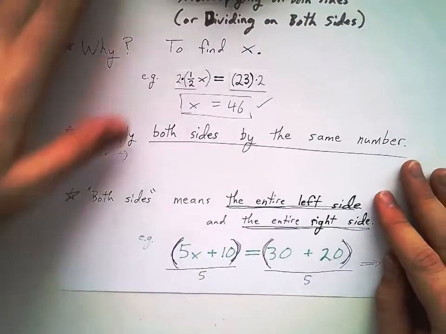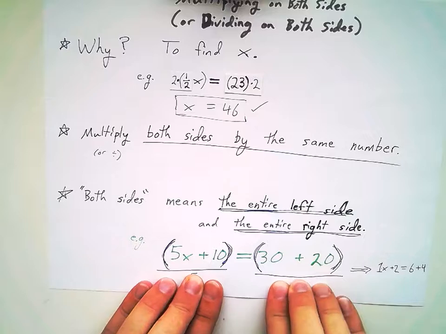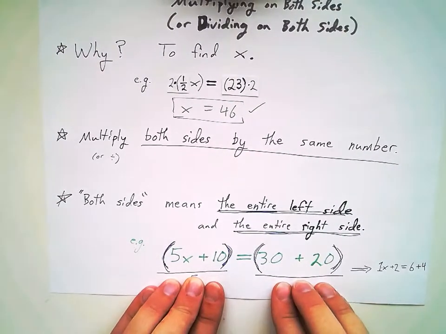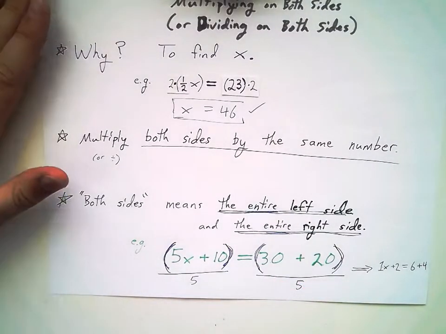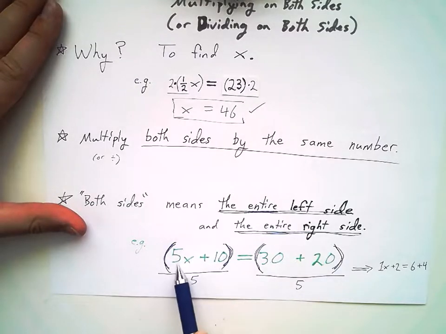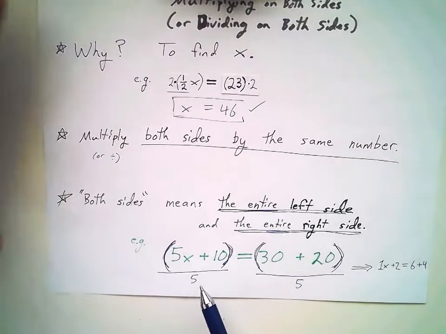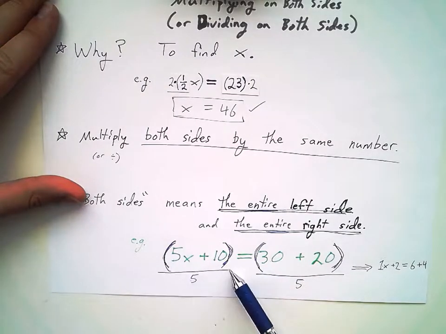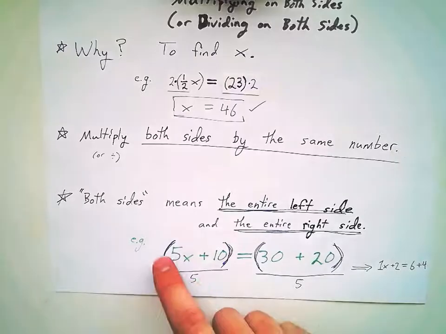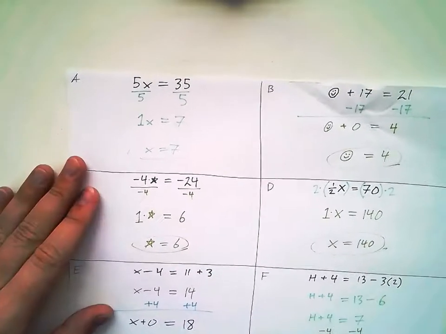This one I'm dividing, actually. I had 5x plus 10 equals 30 plus 20. I said, oh, that all divides by 5. So I'll simplify things by dividing the left side of the equation by 5 and the right side. But you have to remember, you're dividing the whole left side by 5 and the whole right side by 5. Don't just divide part of it and leave the other alone. You've got to divide all the terms on either side. We'll talk more about that later. Okay, examples.